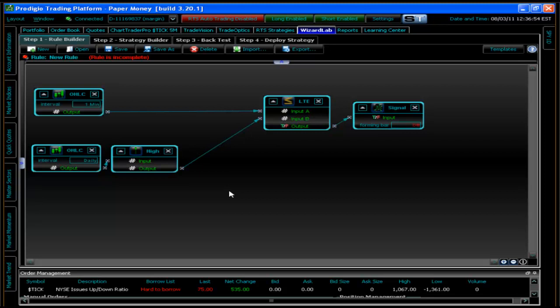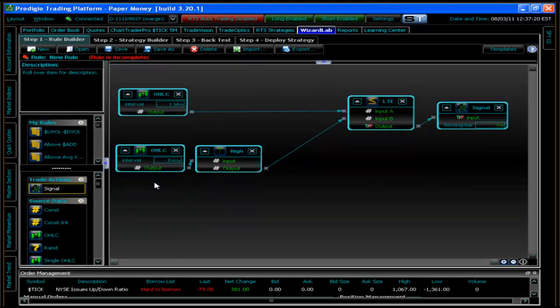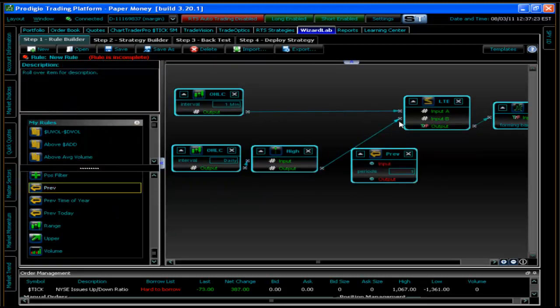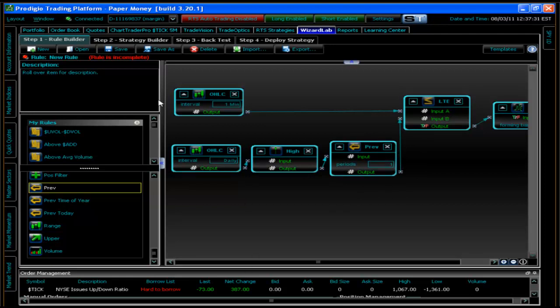So what did I do there? I turned forming bar off, and I'm saying the current 1 minute OHLC is less than or equal to the closed daily high. In Wizard Lab, that's referring to yesterday's bar because we're not looking at the forming bar. We understand that's a little bit confusing, and we're going to probably make some changes to make this less confusing. But since I'm working with forming bar on, I want that previous adapter. So this makes sure that the 1 minute value is less than or equal to yesterday's high.